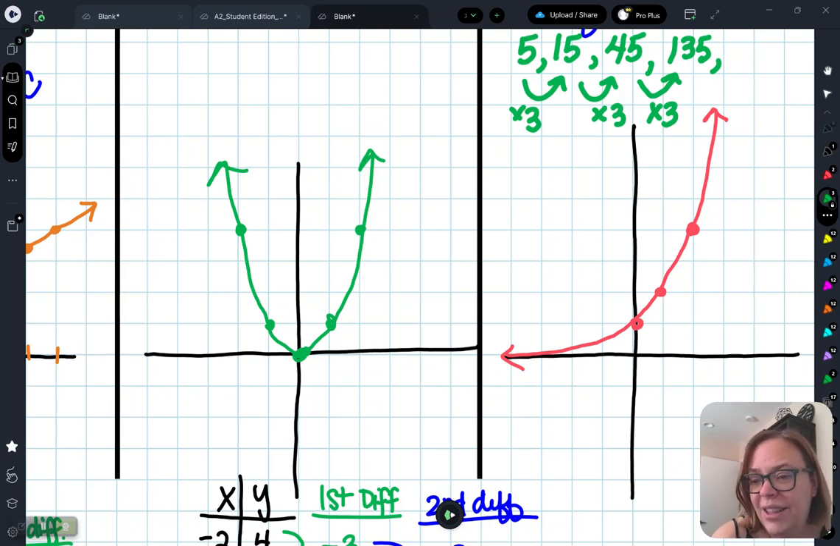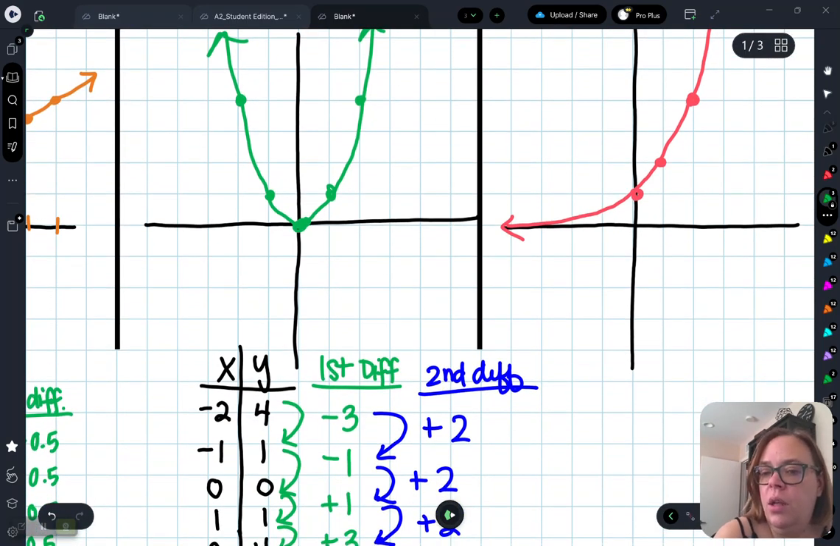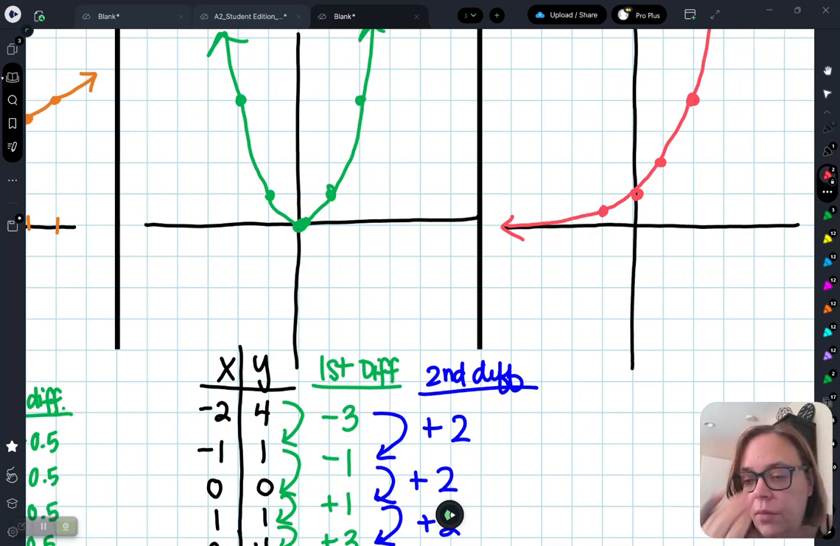And what happens in the t-table? Well, their first differences and second differences don't really show up, but you can see that the y values are being multiplied in some way. Okay, so let me show you this one right here. All right, let me make my t-table and then we'll look at it.